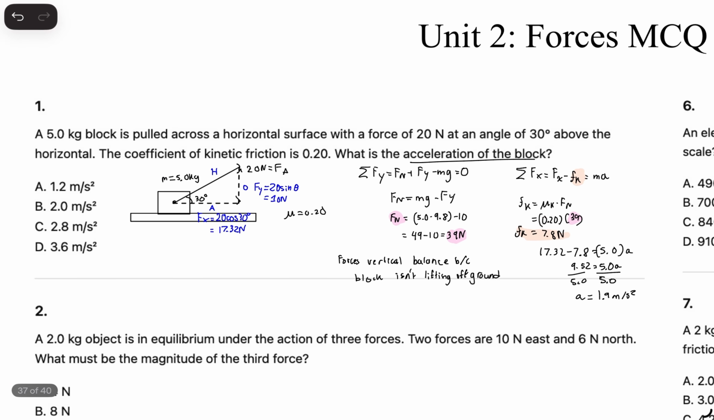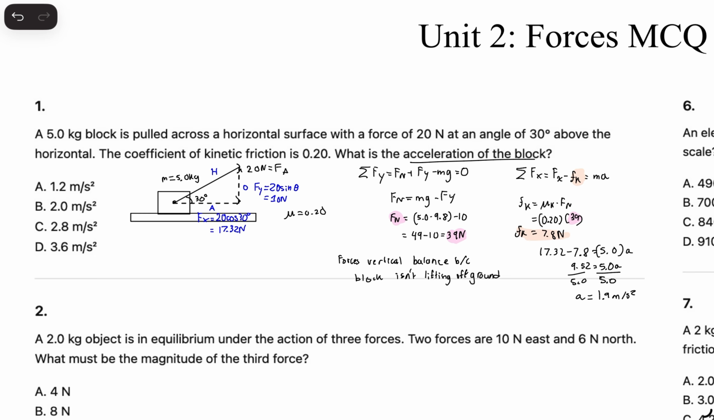In this video, we're going to be doing a Unit 2 Forces MCQ practice. For this first question, we had a 5.0 kilogram block being pushed along a horizontal surface with a force of 20 newtons at an angle of 30 degrees above the horizontal. The coefficient of friction is 0.2. What is the acceleration of the block?